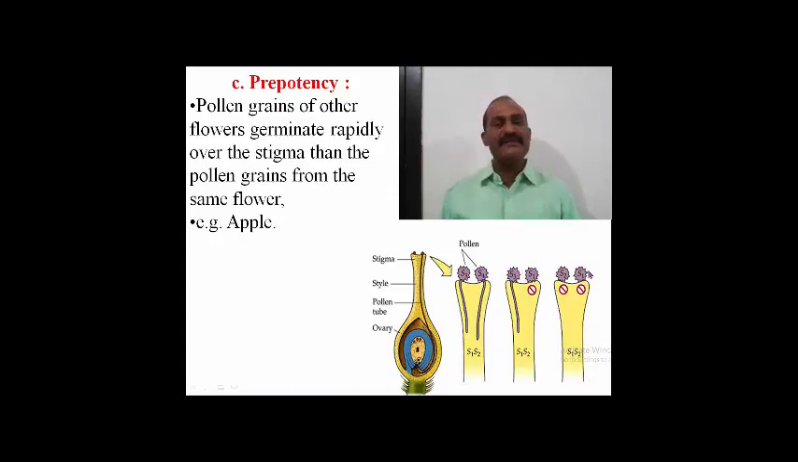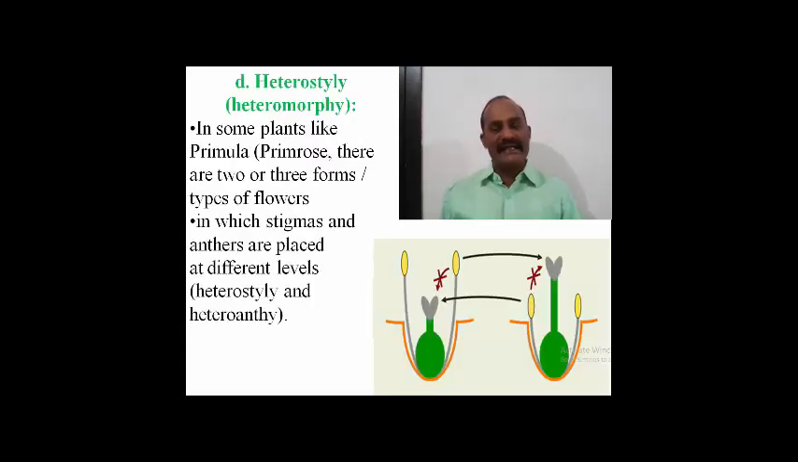Here they belong to the same flower, the same plant. They are not germinating rapidly, whereas these pollen grains are rapidly germinating. So there is a favor for one pollen grain to germinate and prevent the other pollen grain from germinating. The most common example is found in plants like apple. Then another example of these contrivances is heterostyly, or it is called heteromorphy.